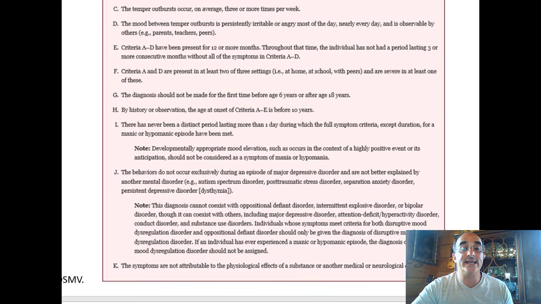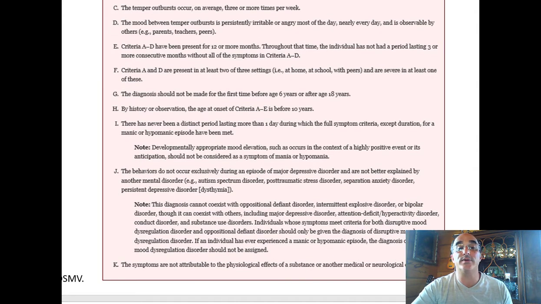Criterion E, we would look at A through D having to be present for 12 or more months. So we're talking about a long period of time. Throughout that time, the individual has not had a period lasting 3 or more consecutive months without all of the symptoms of A through D. Criterion A and D are present in at least 2 or more settings. So for example, we're looking at these behaviors happening at school, at home, or with peers, and that are severe in at least one of these settings.